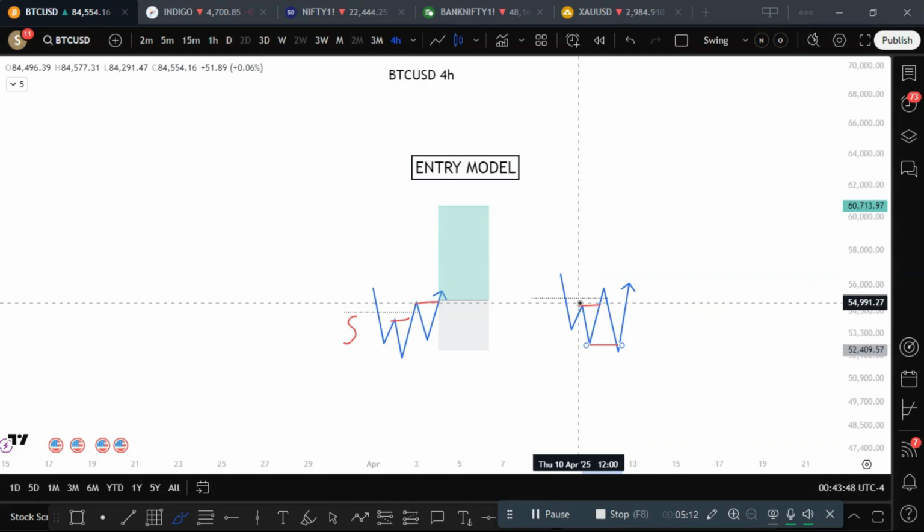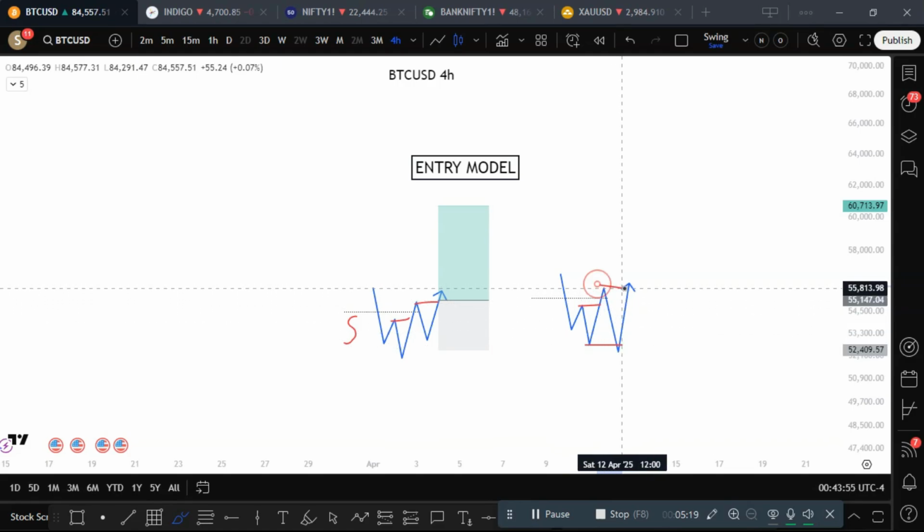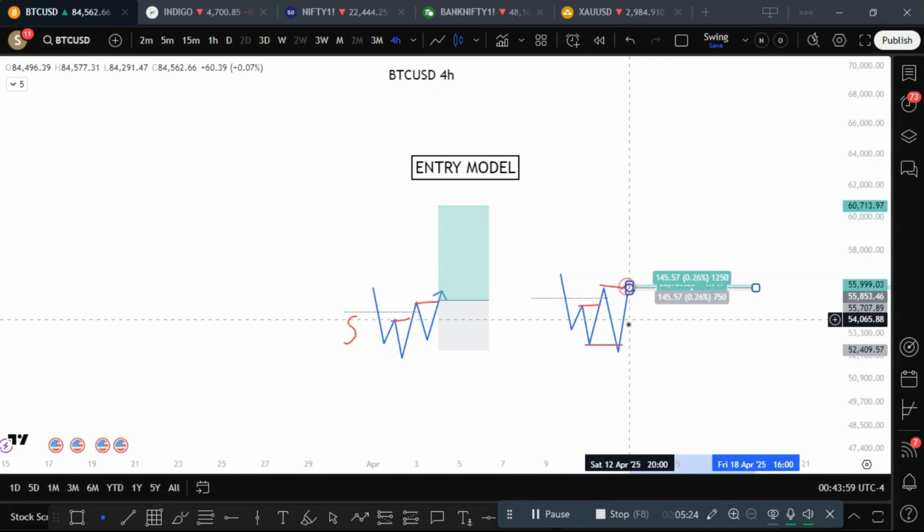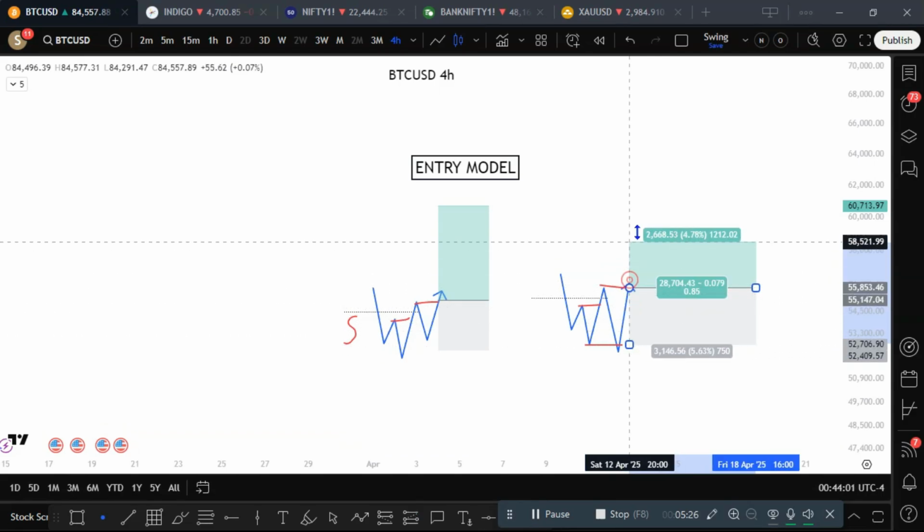So this is another entry model. In this, price gave one shift and then it pushed lower and grabbed sell side liquidity on the 5-minute chart and again gave body closing. This is the Wyckoff model. Then we will set our entry on the top and target 1:2.